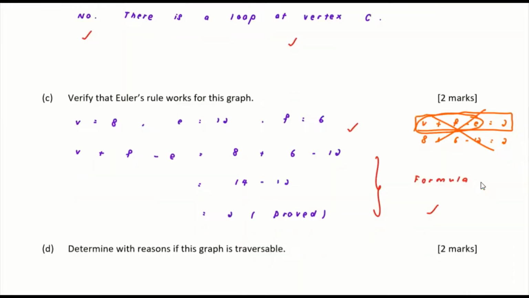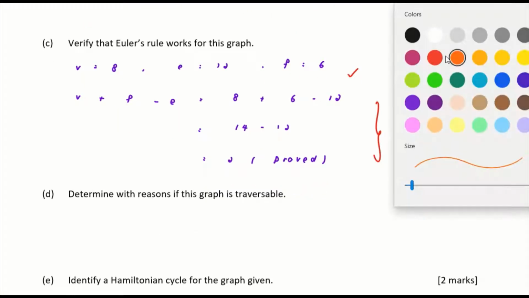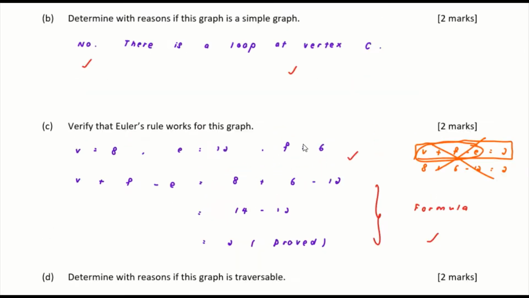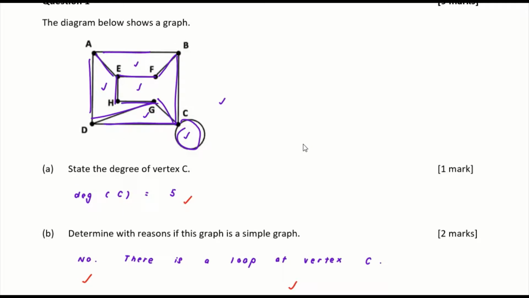Okay? Alright, so now D, determine with reason if this graph is traversable. We know that traversable means that you can draw this graph with one pen stroke, without taking your pen off. So how do you know whether a graph is traversable or not? It is by looking at whether it's semi-Eulerian or Eulerian. Am I right? Because either semi-Eulerian or Eulerian will allow you to pass through all the edges without repeating any of them.